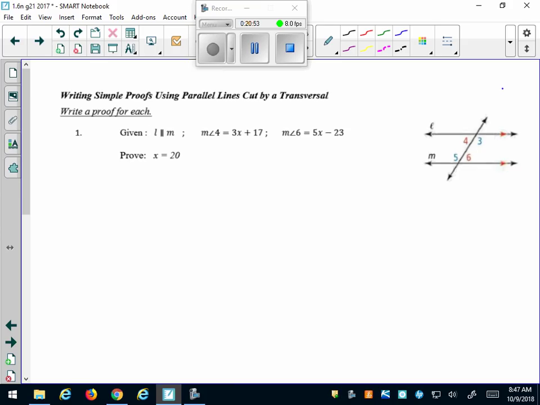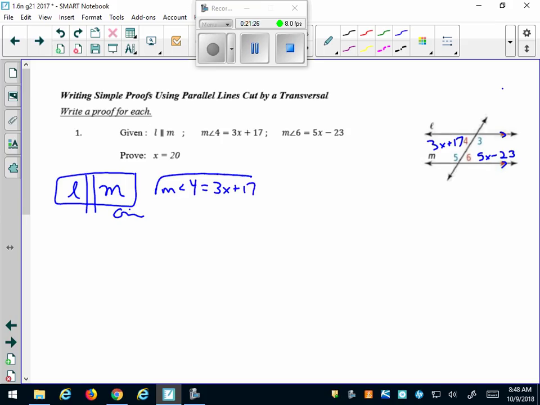So given that L is parallel to M, and we can see it's marked with this little extra arrow here, the measure of angle 4, again, mark your diagram, is 3x plus 17, and the measure of angle 6 is 5x minus 23. So hopefully when you mark your diagram, you're noticing what type of angles these are. These are alternate interior angles. They're like the Z.